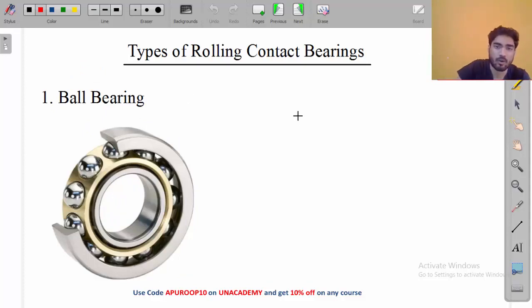In case of ball bearing, the rolling element is a ball. Now, if the rolling element is a ball, then my friend, the contact will be a point contact, right? Contact will be a point contact.